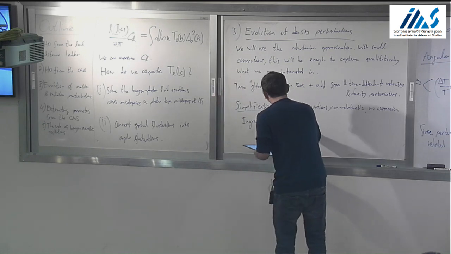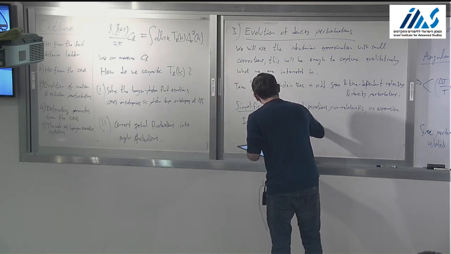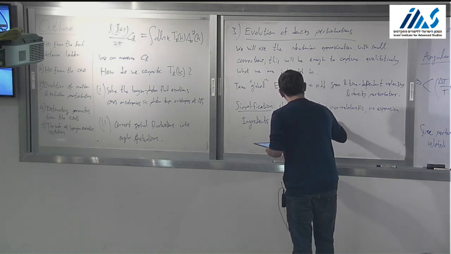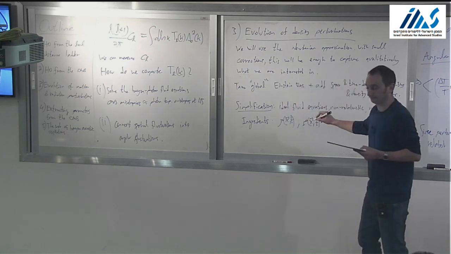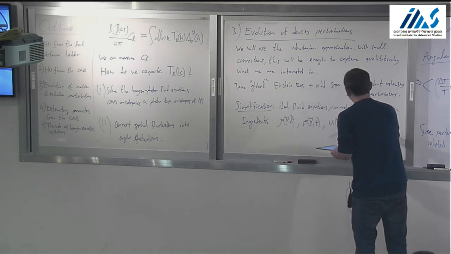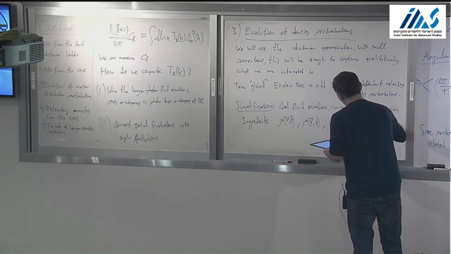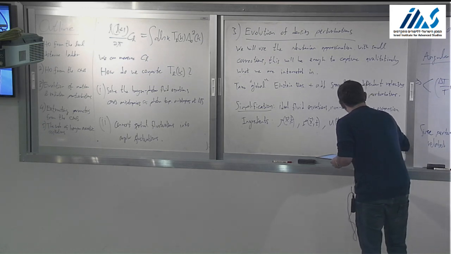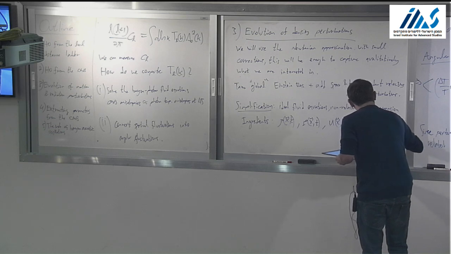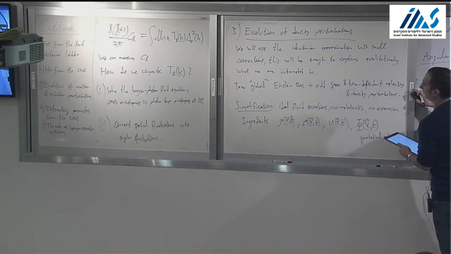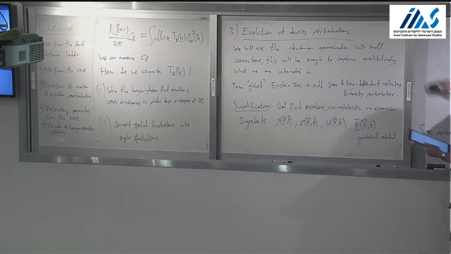So what are the ingredients? The quantities are the energy density, the pressure. Now these are functions of space and time. Velocities. And we're also going to add the gravitational potential, because once we have anisotropies, those create gravitational potentials.